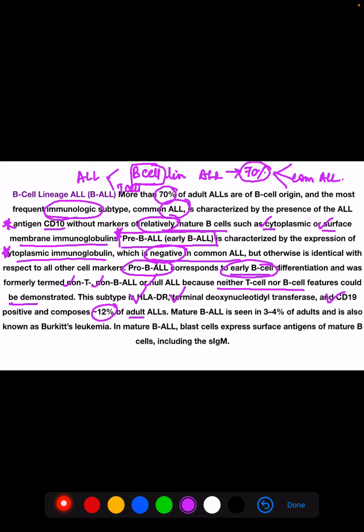Mature B-ALL is seen in 3 to 4% of adults, and it is also known as Burkitt's leukemia. In Burkitt's leukemia, which cells are positive? Mature B cells are present. So in mature B cells, which is a surface marker? It is surface immunoglobulin. In mature B-ALL, blast cells express surface antigens of mature B cells, including surface IgM.